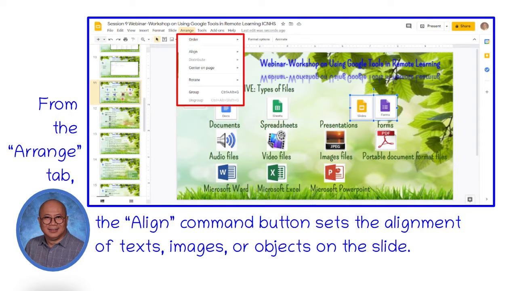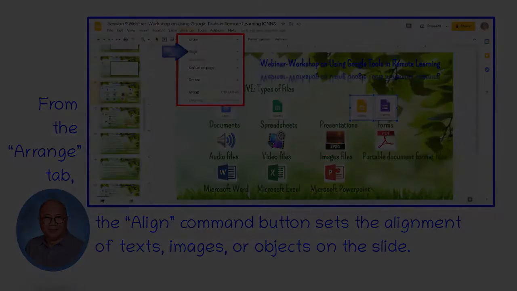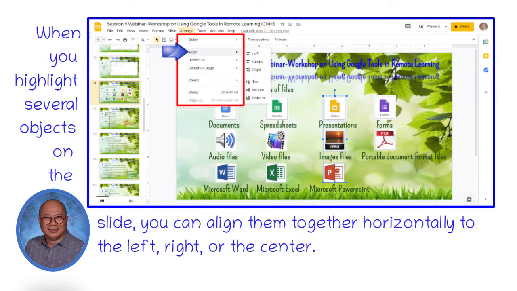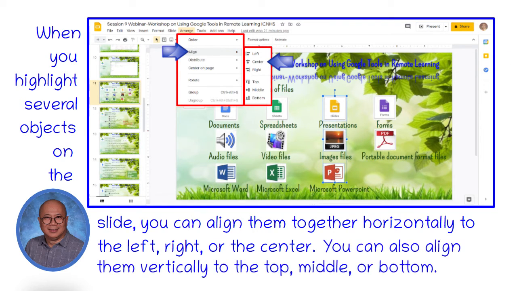From the Arrange tab, the Align command button sets the alignment of text, images, or objects on the slide. When you highlight several objects on the slide, you can align them together horizontally to the left, right, or center. You can also align them vertically to the top, middle, or bottom.